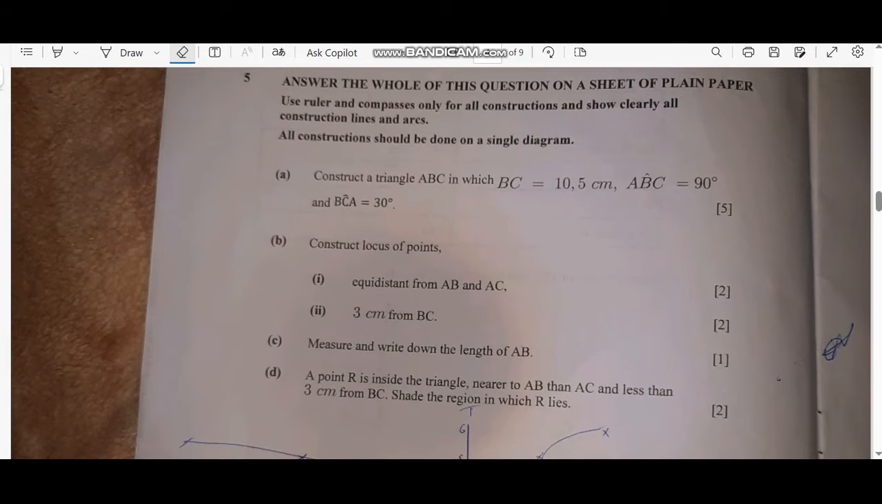Right, answer the whole of this question paper on a sheet of plain paper. Use a ruler and compasses only for all constructions and show clearly all construction lines and arcs. All construction should be done on a single diagram. Construct a triangle ABC in which BC is 10.5 centimeters, angle ABC is 90 degrees and angle BCA is 30 degrees.